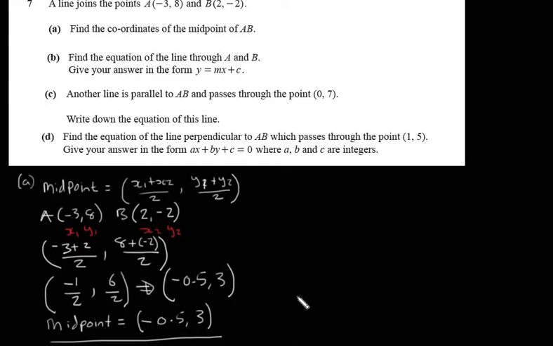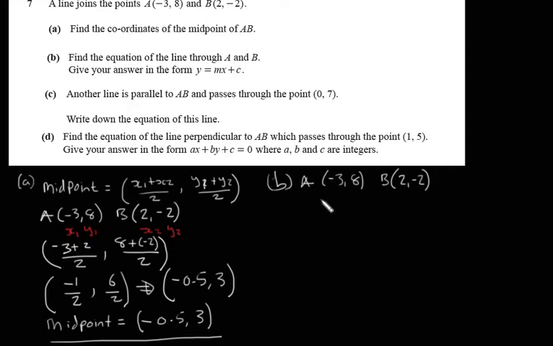In part B, we need to find the equation of a line passing through AB, and the coordinates given are the same, A and B. So we have A, which is -3, 8, and we have B, 2, -2.